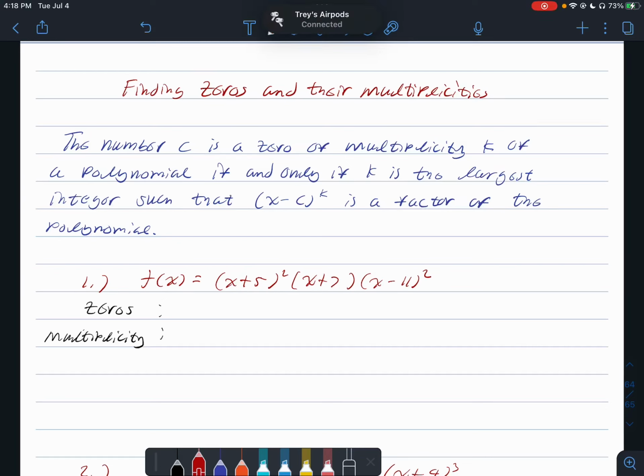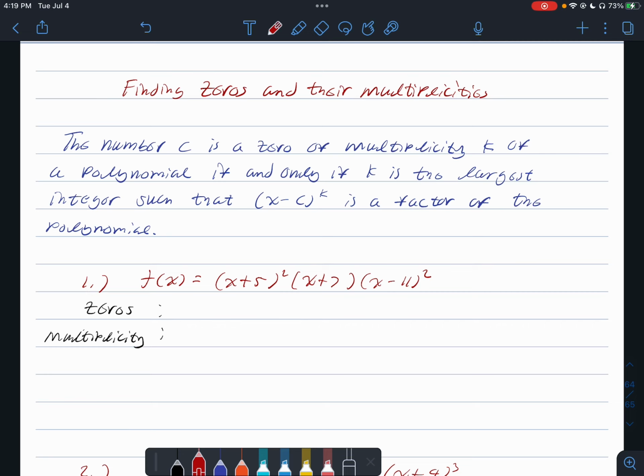In this video, we're going to talk about finding the zeros and their multiplicities of polynomial functions. I'm going to read this definition, we're going to look at it, and then I'll try to explain it a little more clearly. It says the number c is a zero of multiplicity k of a given polynomial if and only if k is the largest integer such that (x minus c) to the k is a factor of the polynomial.